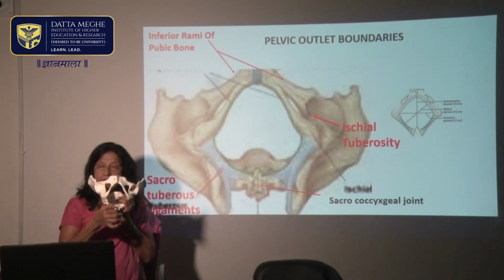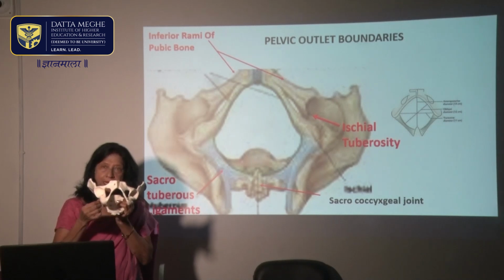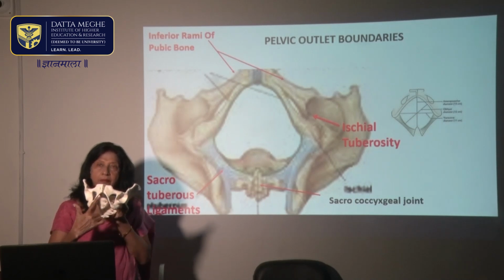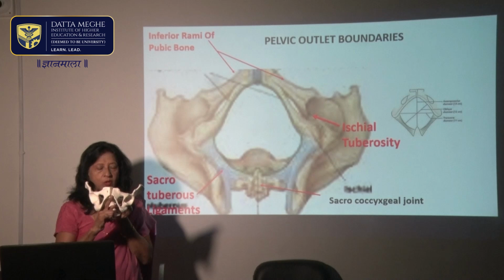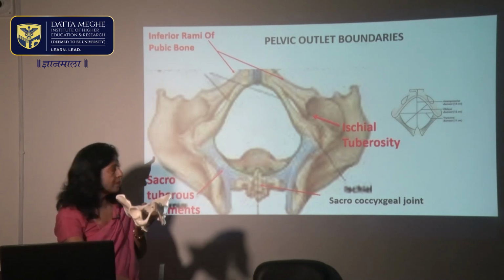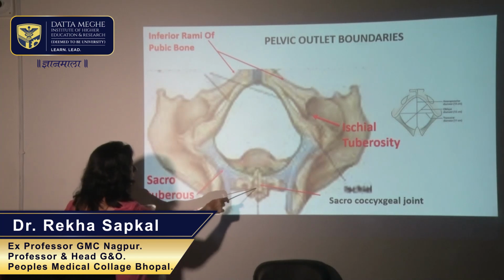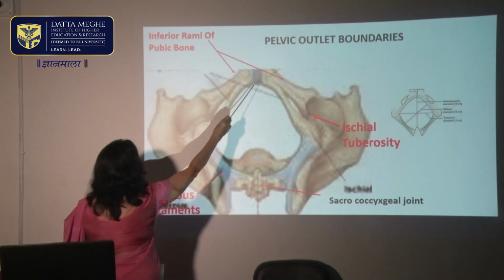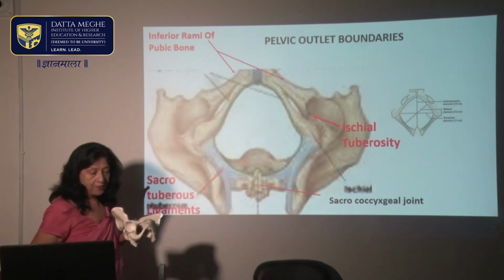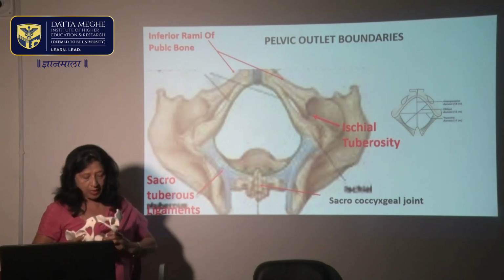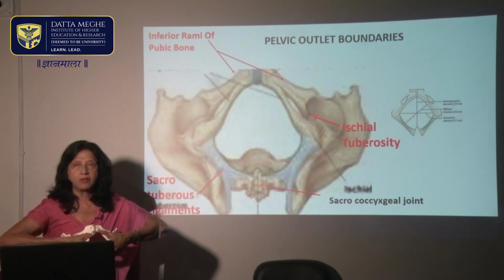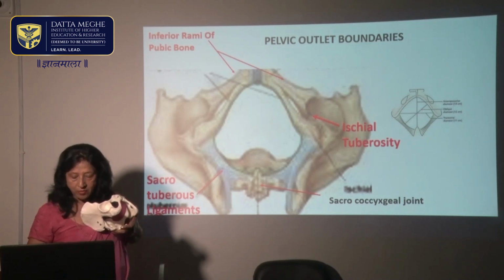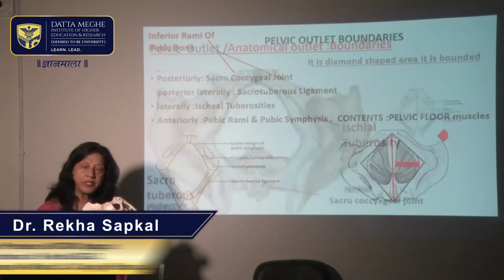So, here I will say sacrococcygeal joint, sacrospinous ligament, sacrotuberous ligament, ischial tuberosity, inferior ramus of the pubic bone and inferior surface of the pubic bone. So, it is a diamond shaped area bounded by these things. Start from here: sacrococcygeal joint, sacrospinous and sacrotuberous ligament, inferior rim of the pubic bone and inferior margin of the pubic symphysis. So, that is the pelvic outlet. It is the anatomical bony outlet. I have described the anatomy. Remember this term, because there is an obstetric outlet also.